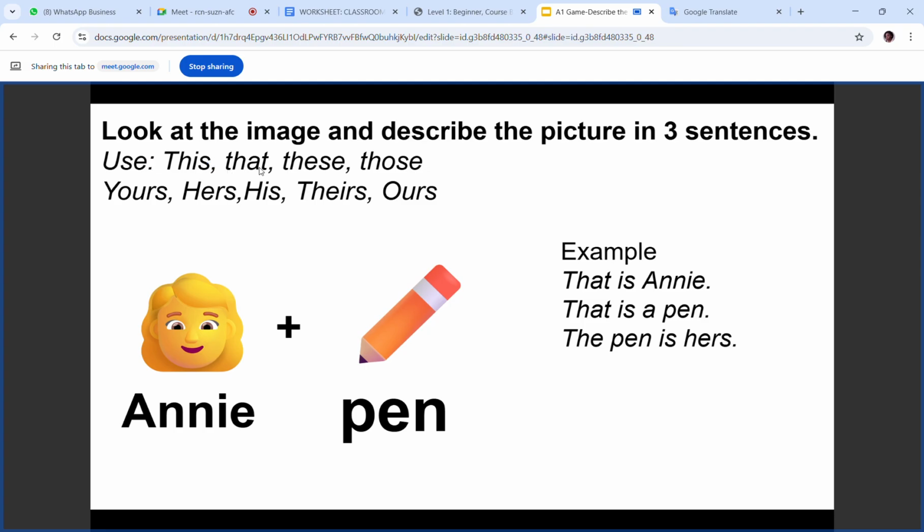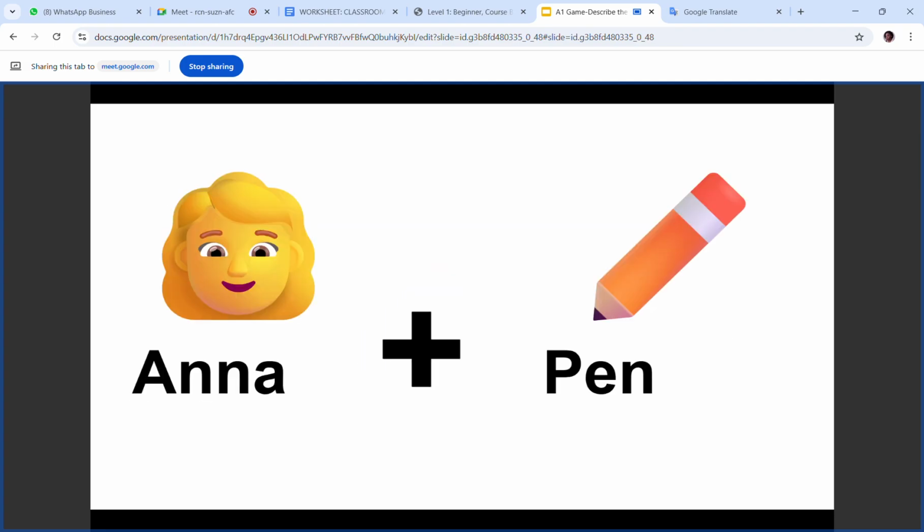Use this, that, these, those. Yours, hers, his, theirs, and ours, right? Example. This is Annie. That is a pen. The pen is hers. Can you see? Yes. Can you see, Wang Sei? Does it make sense? Yes, sir. Okay. We'll continue practicing, okay?